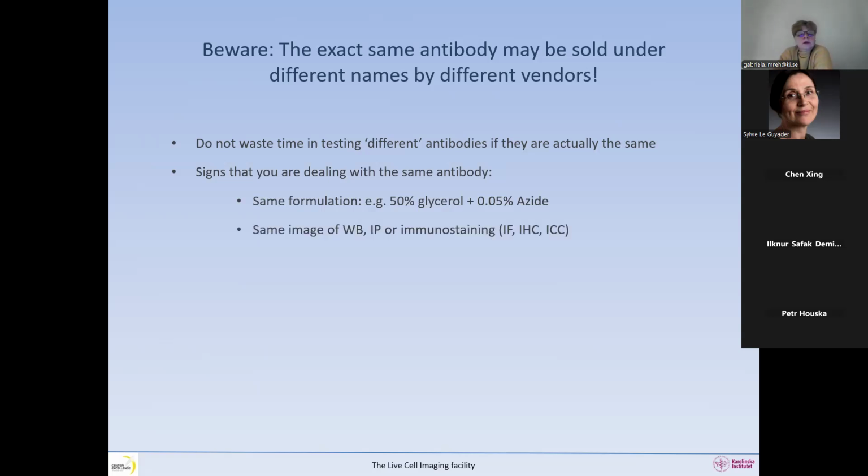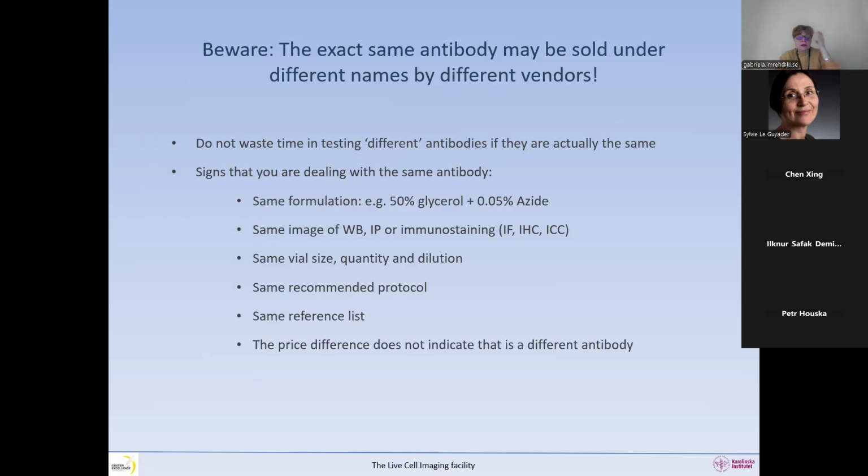If you see the same images in Western blot, IP, or immunostaining, if you have the same vial size, quantity, and dilution, the same recommended protocol, the same reference list, this should already make you think. Then you take your old data sheet and compare very carefully. If they are the same, then actually I'm ordering the same antibody, and the price doesn't make a difference. That will not indicate that it's a different antibody.